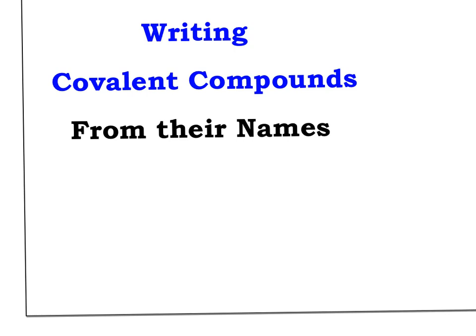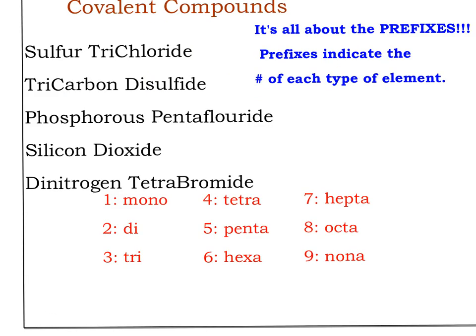We're going to talk today about writing covalent compounds from their names. Okay, so remember before when we talked about covalent or molecular compounds and how it's all about the prefixes. And the prefixes indicate the number of each type of the element. Now remember that covalent compounds are non-metal only. So we are not dealing with charge. There's not going to be any kind of charge involved here. There's not going to be any kind of Roman numeral. It's just prefixes, okay?